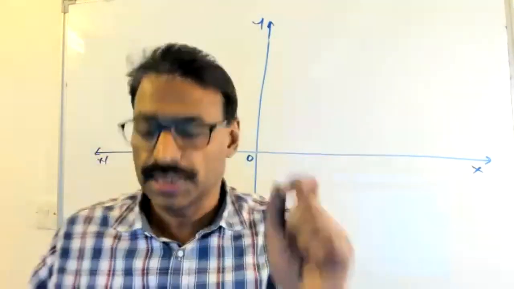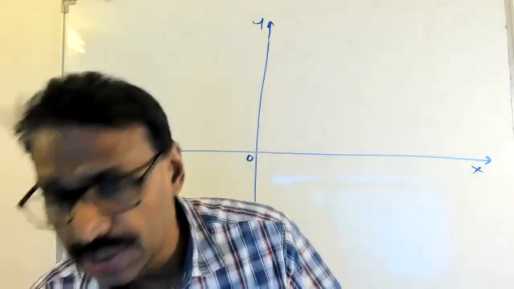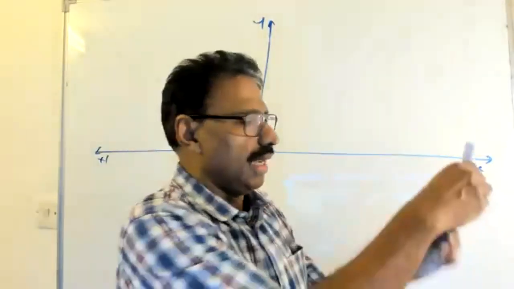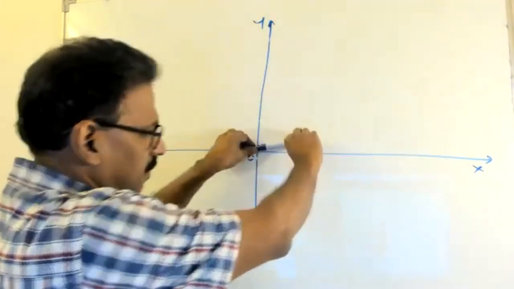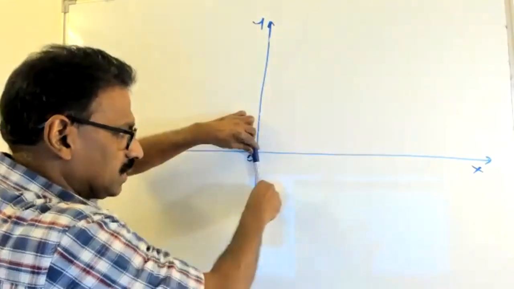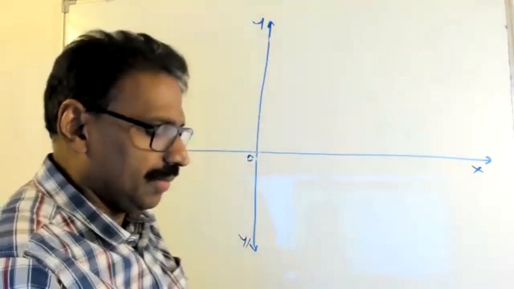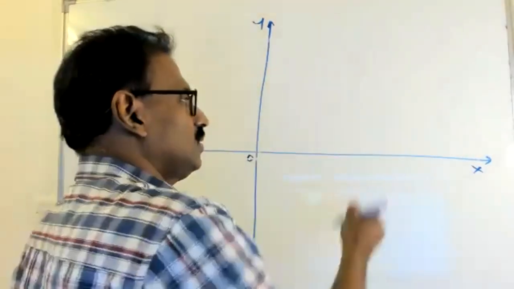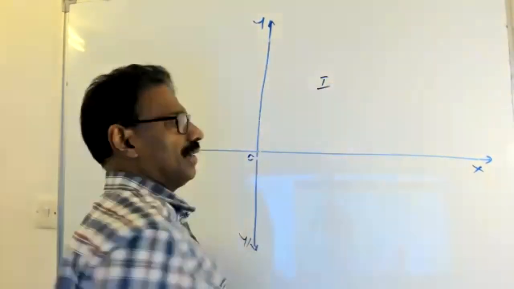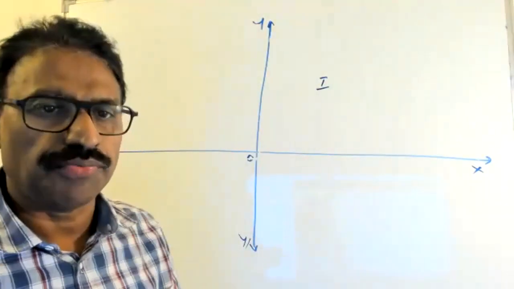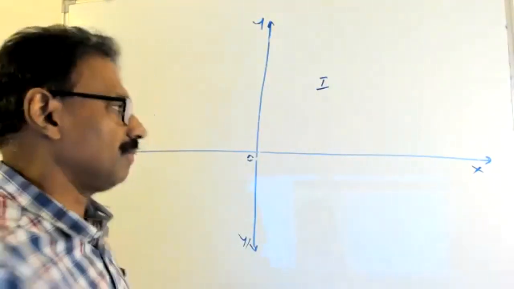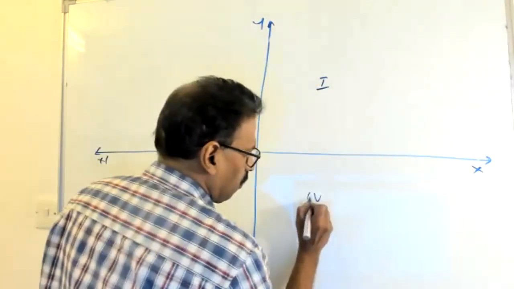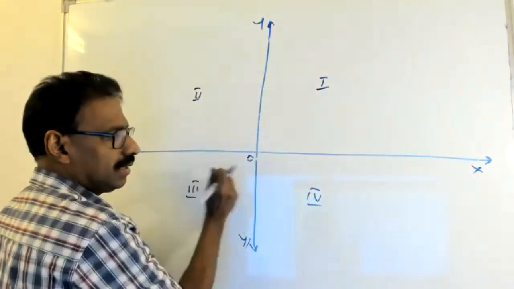Listen, mathematically, all the measurements are anti-clockwise only, not clockwise. A clock rotates like this: 12, 3, 6, 9, and 12. This is not like this. Even in the measurement of angles, using the protractor, angles are measured from here only. So this one we call the first quadrant. Don't write anything, I'll give the notes later. This is the second quadrant, this is the third quadrant, this one the fourth quadrant.